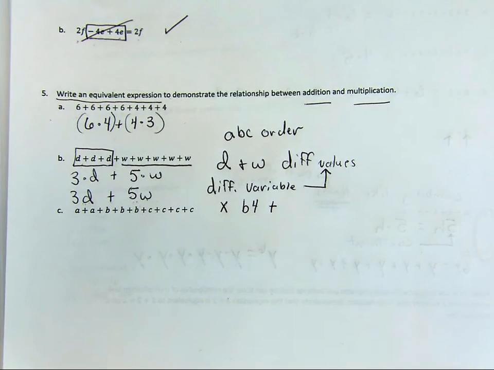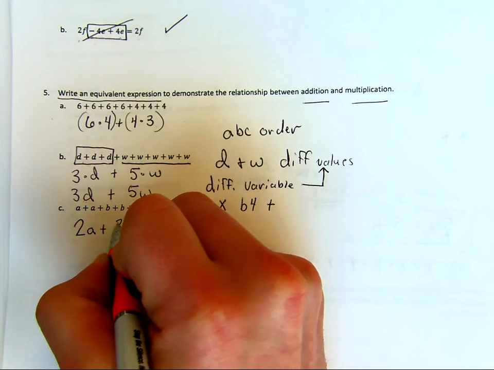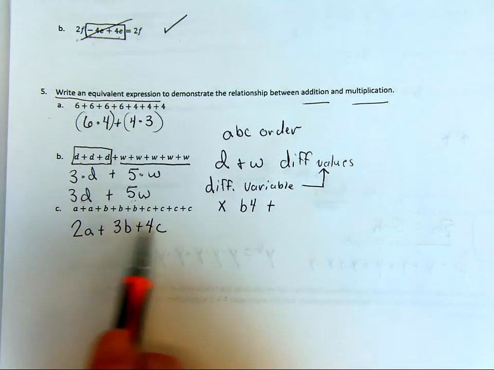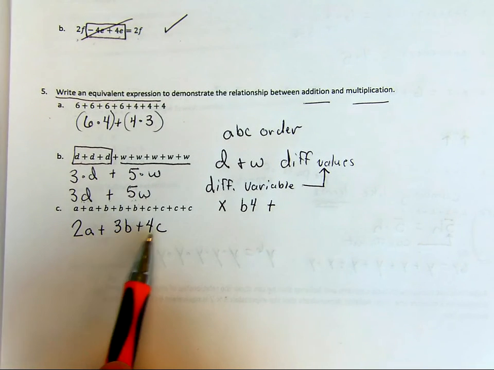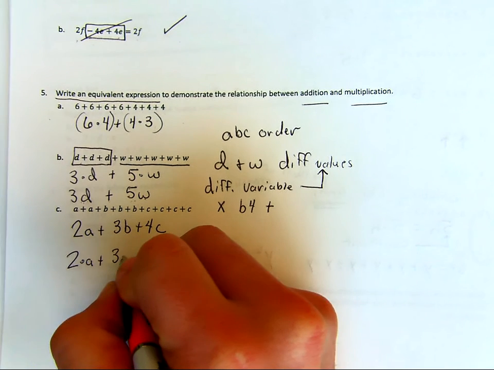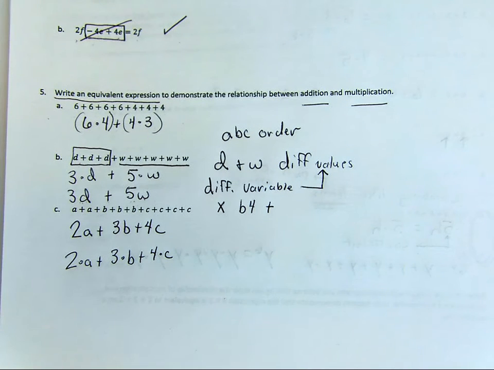C. Taking a look at C. Lexi? 2 times A plus 3 times B plus 4 times C. And again, the further you go in algebra, the less you're going to see those multiplication signs. So this means that 2A plus 3B plus 4C means 2 times A plus 3 times B plus 4 times C. But you're going to see it less and less. Yes, ma'am. Questions with any of this right now?